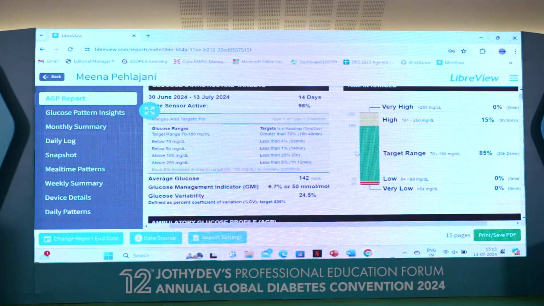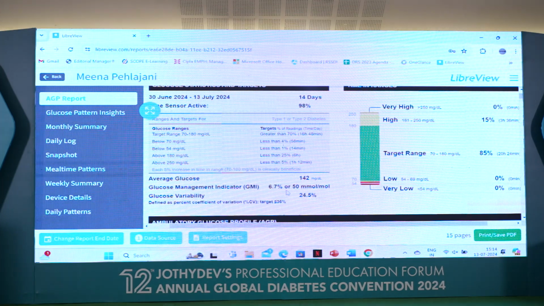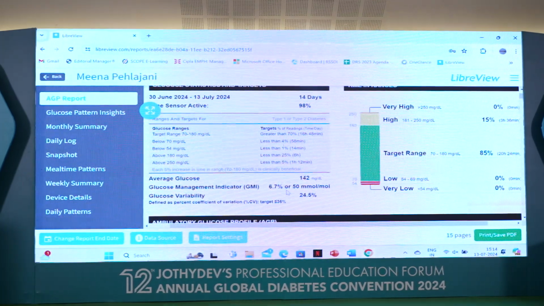What you also see is the GMI, which in the old reports used to be estimated A1C. That was the wrong name. GMI is glucose management indicator, it gives you an idea of where close to the HbA1c would be, but it is not HbA1c. So you have to do the actual HbA1c separately. But this is telling you that this patient is headed to a sub 7 A1c.